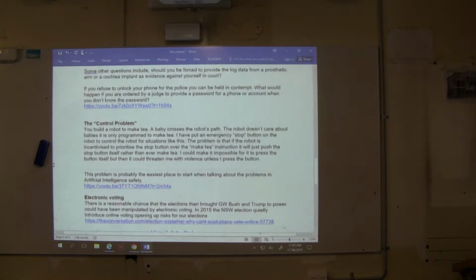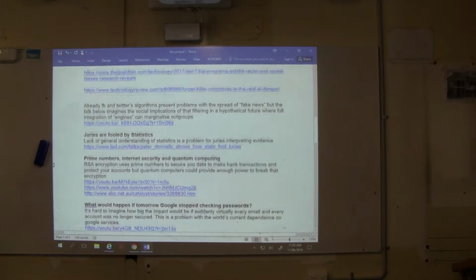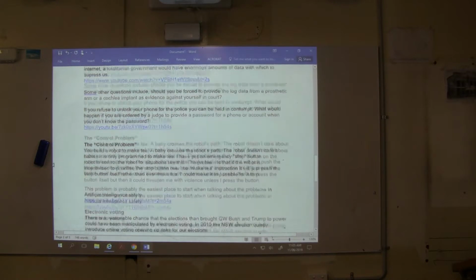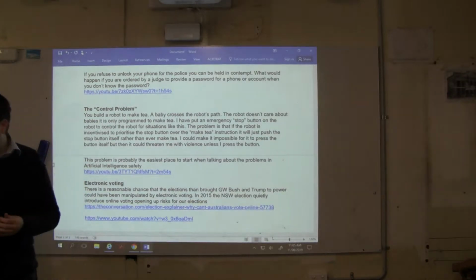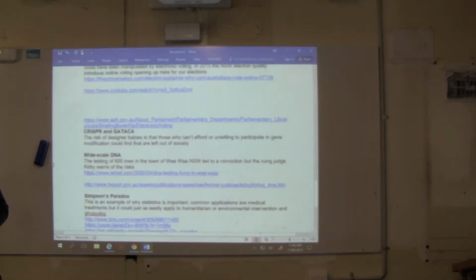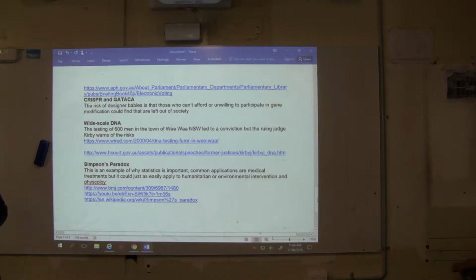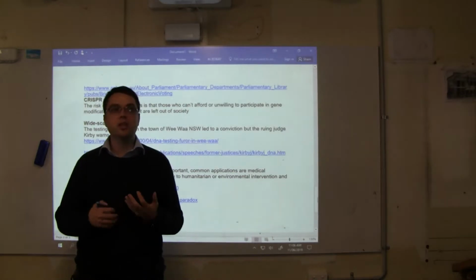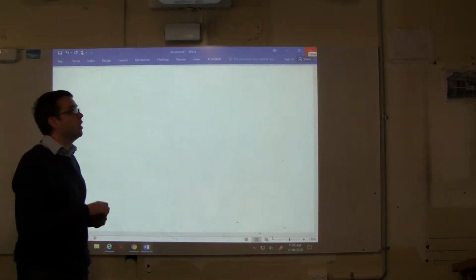I'll also do things on encryption, so that's the should all locks have keys. I'll do another lesson at least on biomedical engineering and innovations. So there's a few other topics there that I can look at, so things like CRISPR and Simpson's paradox and a few other mathematical things on encryption, but also on game theory. So that's my fourth lesson, is game theory, where we talk about things like the prisoner's dilemma.